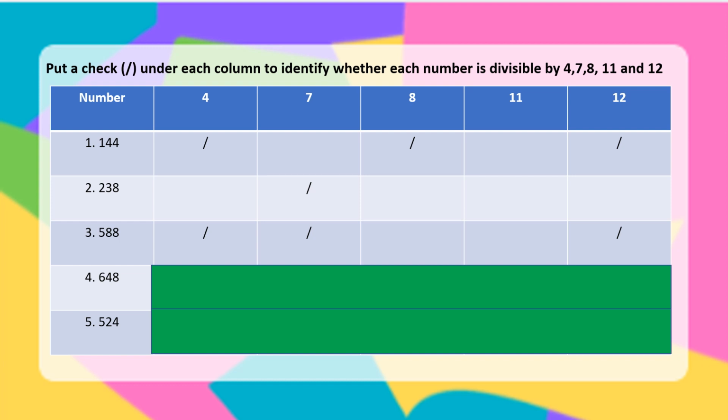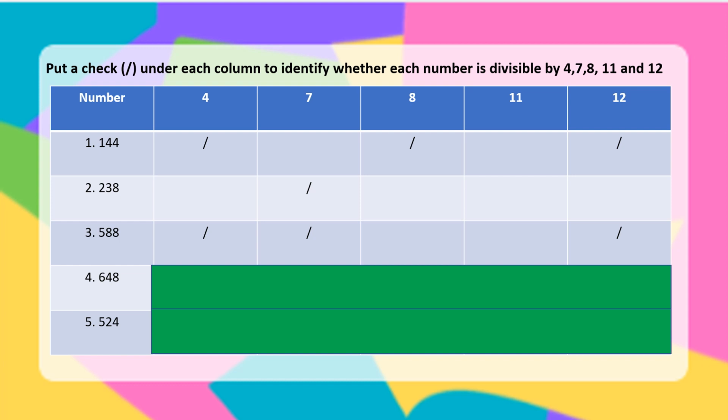Now, let's check if it is divisible by 12. Since it already has a check mark in divisibility by 4, all we have to do is test if the given number is divisible by 3 by getting the sum. So 5 plus 8 plus 8 will give you 21. 21 divided by 3 is 7. So it means that it is divisible by 3 and 4, therefore it is divisible by 12.